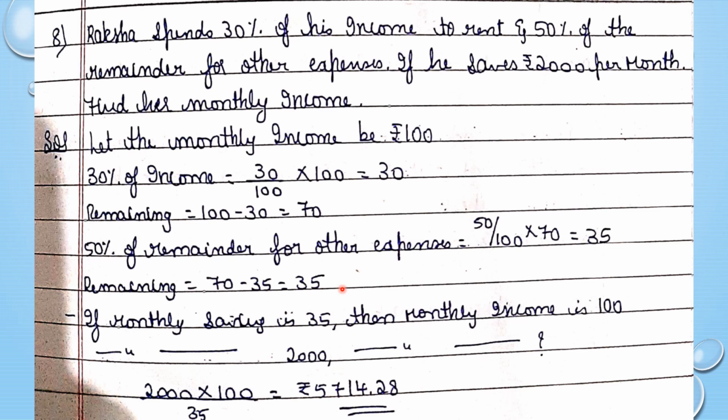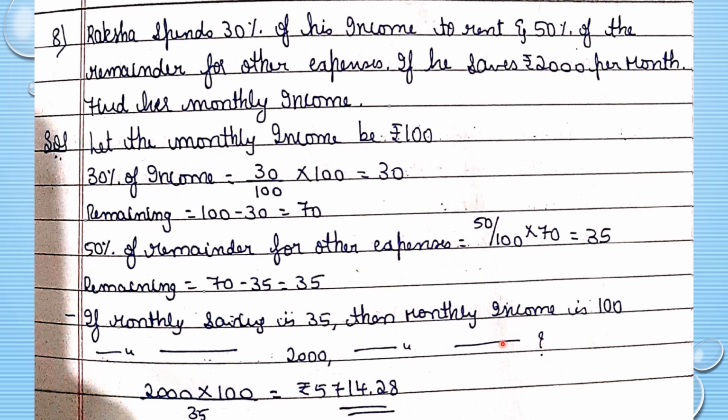So if he is saving 2000 per month, you should find out the monthly income. If his monthly saving is 35, then monthly income was 100. In the same way, as given in the question, if the monthly saving is 2000, you should find out what the monthly income is. Here we took the monthly income as 100. Here 30% is for rent. Here you got 70 remaining. So in 70, 50% was taken for other expenses. You got 35. So if you are saving 35 rupees, then your monthly income was 100.